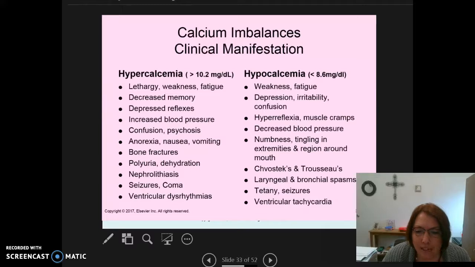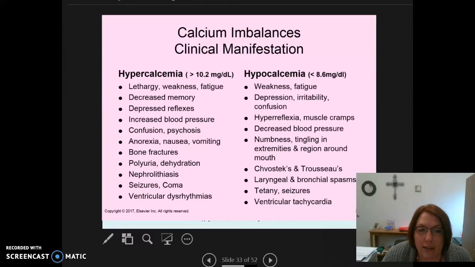So with hypercalcemia, hyper meaning high calcium in the bloodstream, greater than 10.2 milligrams per dL. Then we have hypocalcemia, which is less than 8.6 milligrams per dL. And yes, you have to memorize these values. So with hypercalcemia, we will see lethargy and weakness and fatigue. And again, you're noticing that there's some similarities. Learn your similarities, but then pick out what your differences are.